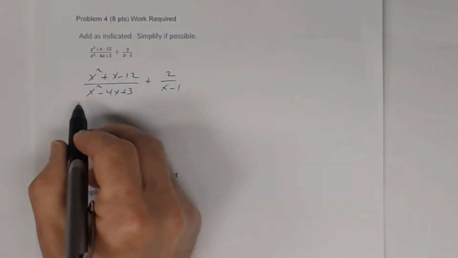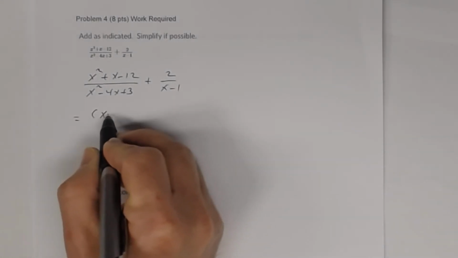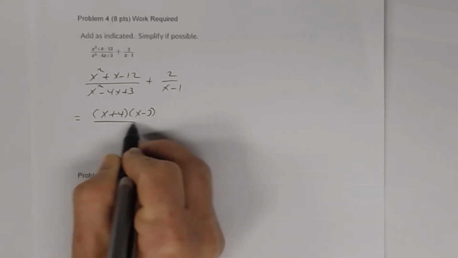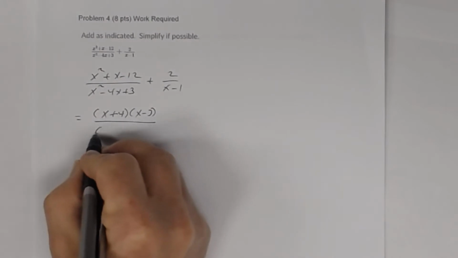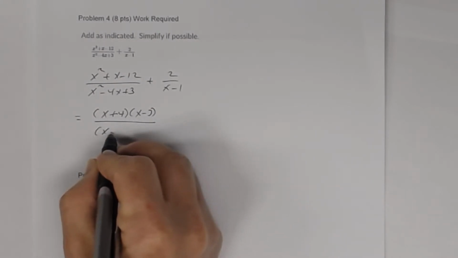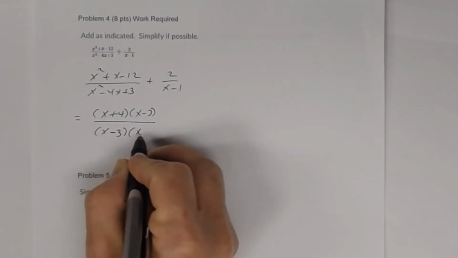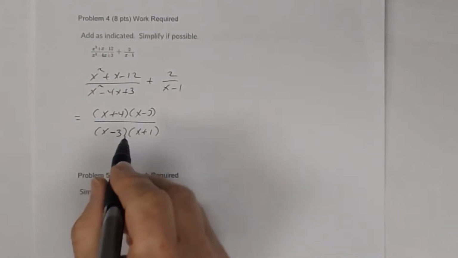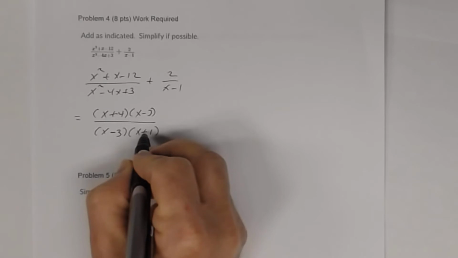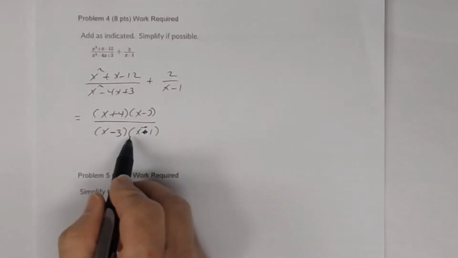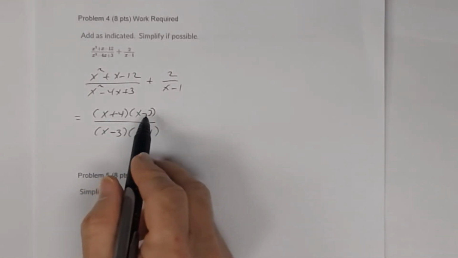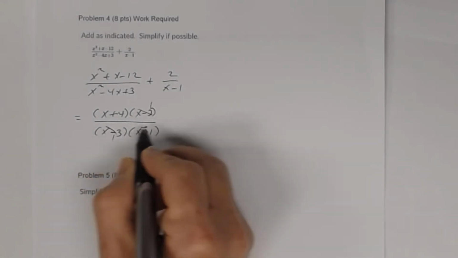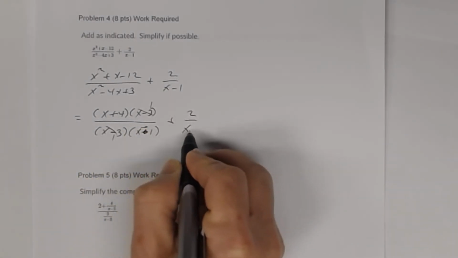If I factor the numerator, I get x plus 4 times x minus 3. If I factor the denominator, I get x minus 3 times x minus 1. Now, I want you to notice that these two factors divide out, correct? And don't forget you have plus 2 divided by x minus 1.